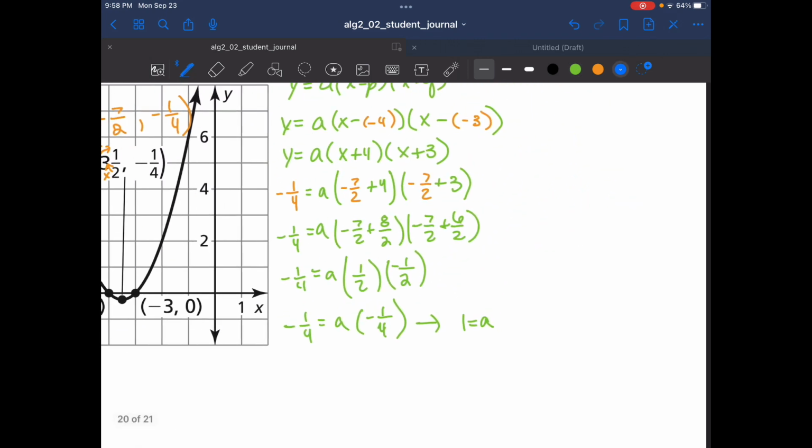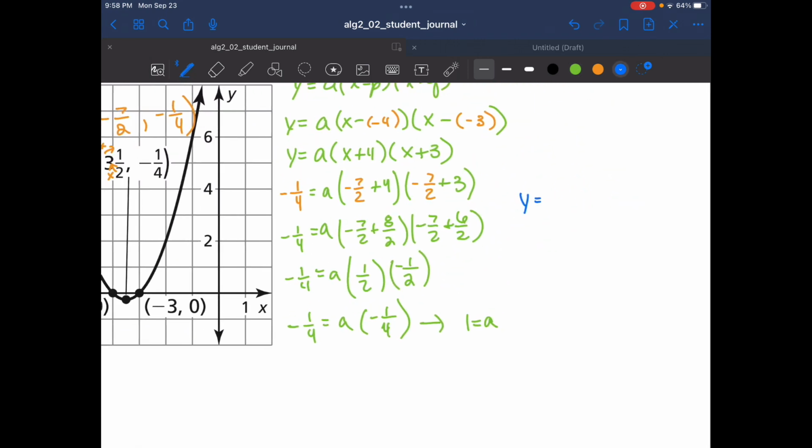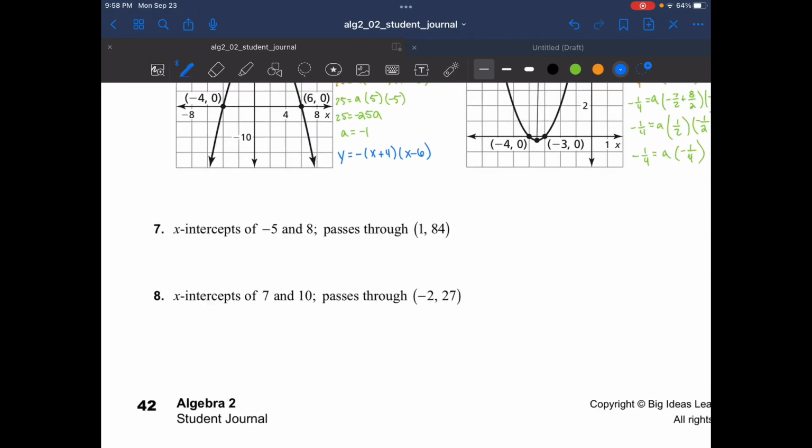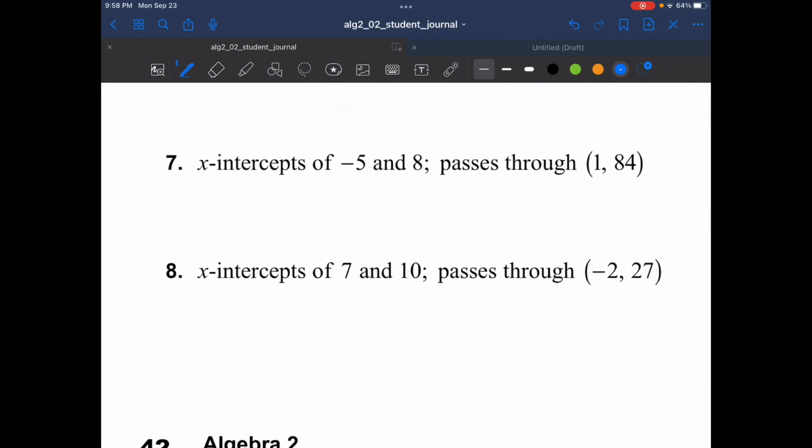So then we're ready to fill that one back in. So this one should be y equals 1, and you don't have to write the 1, but this will be (x + 4)(x + 3). Awesome. 2 more to go.